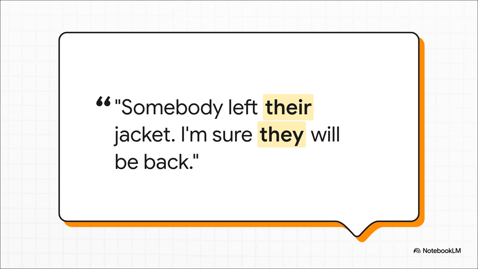Okay, so this one can feel a little weird at first. We just learned that somebody is singular, but when we refer back to that person, it's now really common to use the plural pronouns they and their. It's just a modern quirk of English that avoids having to say he or she all the time, and it sounds way more natural and inclusive.